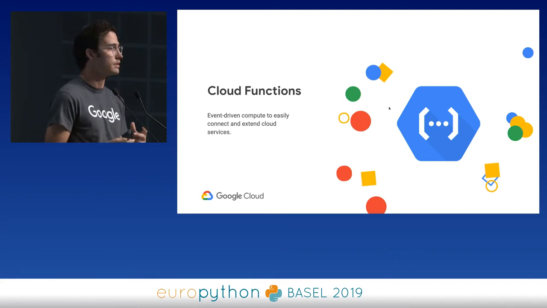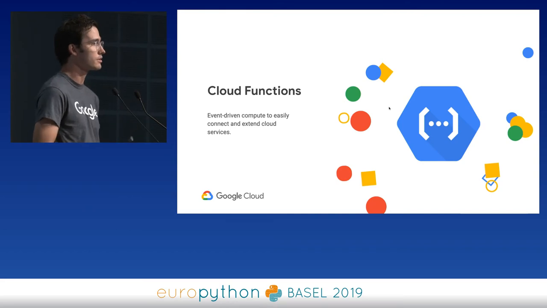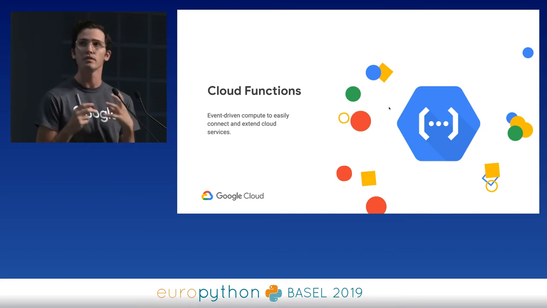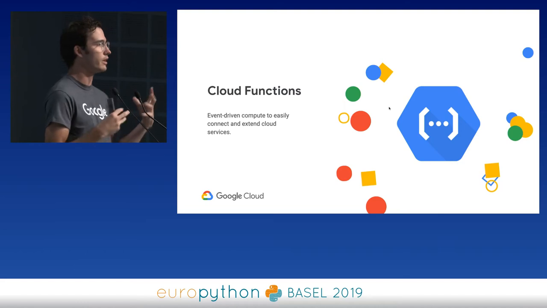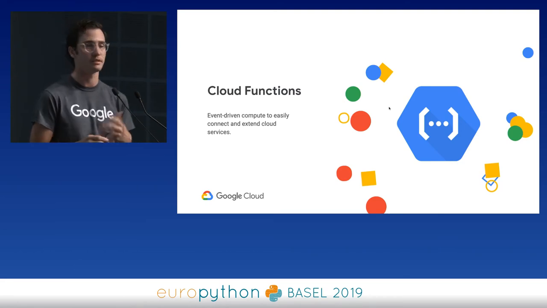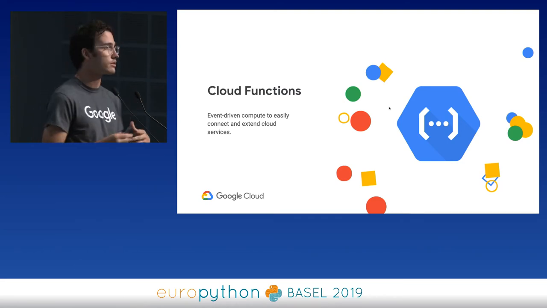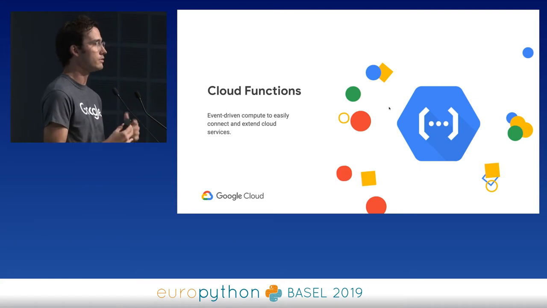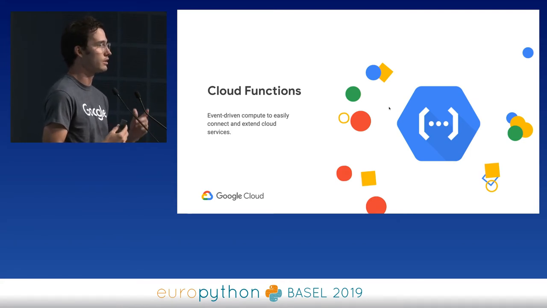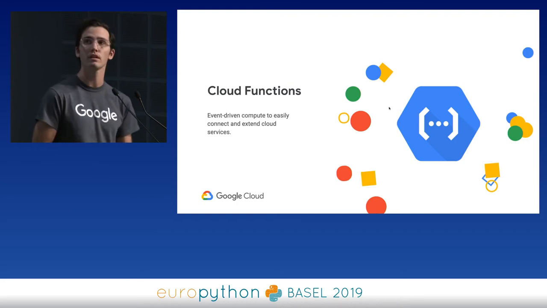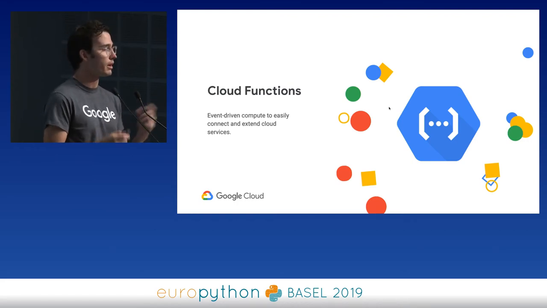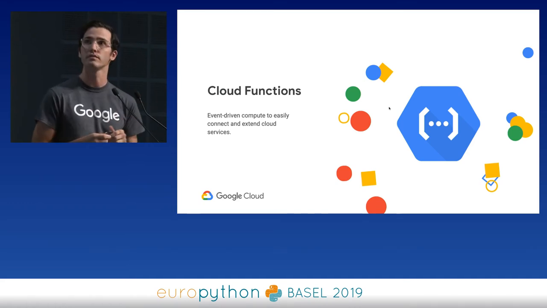Cloud Functions is somewhat similar to App Engine, also serverless, but the idea is to build small composable functions. You're probably familiar with AWS Lambda, et cetera. These are generally event driven, so they respond to either an HTTP request or some action that's happening, like you put an image in a Cloud Storage bucket. It lets you write a little Python function that responds to those events.